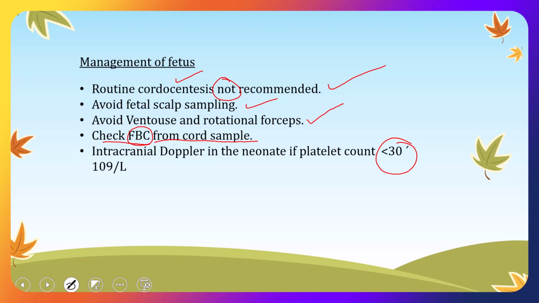Now, what about the risk to the fetus? Do you know what is the percentage of the baby having risk of thrombocytopenia? The neonatal thrombocytopenia due to ITP is nearly 10 to 15%. Okay, so you can remember this as a question of yours.